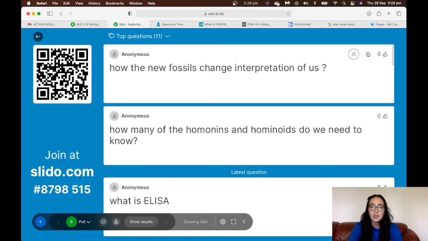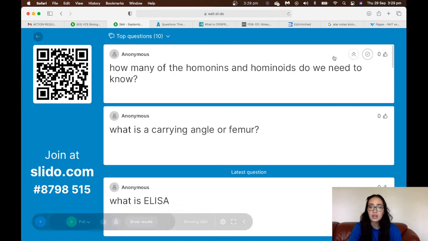How the new fossils change interpretation of us. I'm not sure what this means, but it's really new fossils kind of throw into array our whole entire definition of species. Main ones I've listed here, also just check the study design.